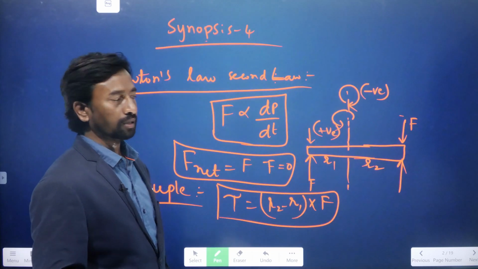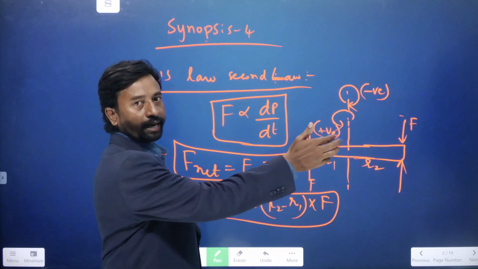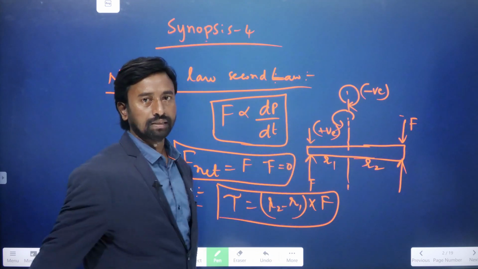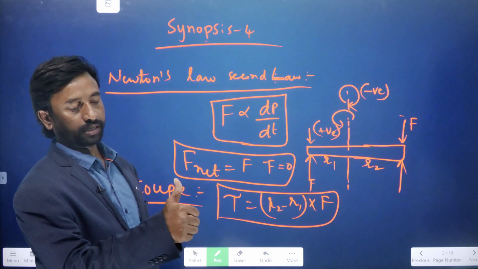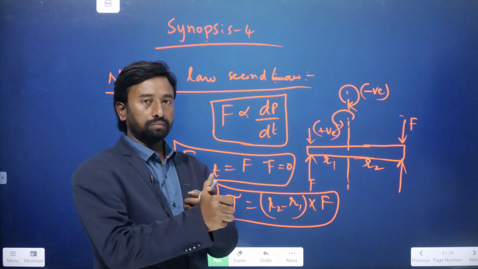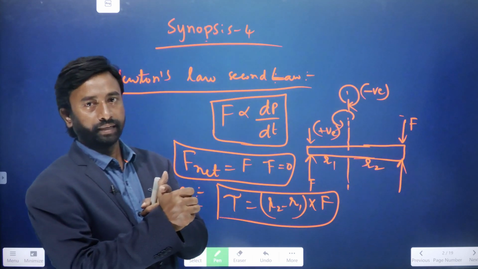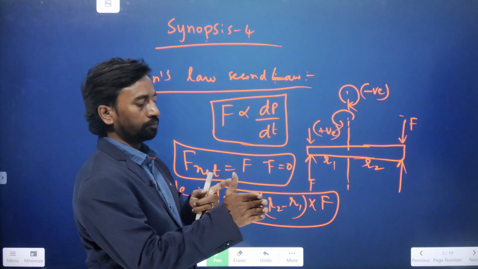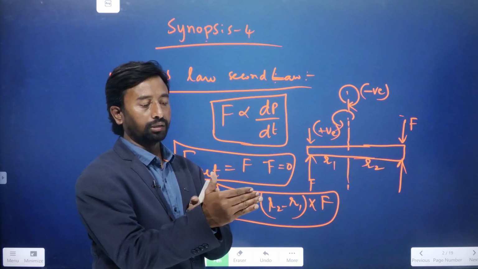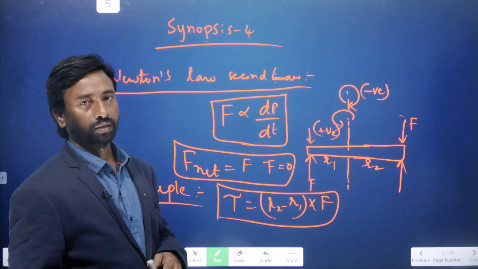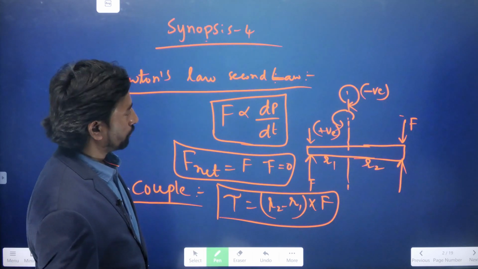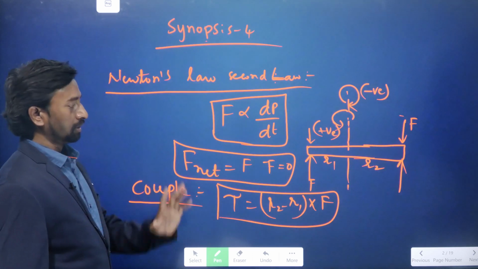How can we determine that? By the right hand thumb rule, we can find the direction of the torque. When the curled fingers of the right hand follow the rotation in the plane of the two forces, the thumb indicates the direction of the torque. So that is about the couple and the torque.